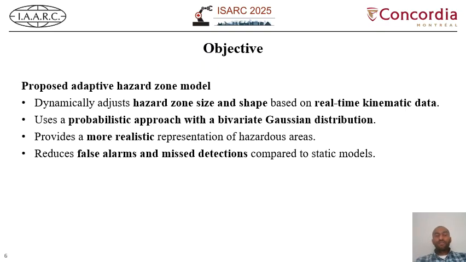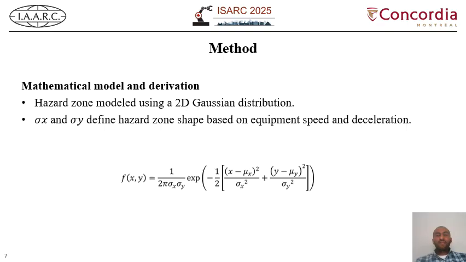And the other thing is it will ultimately reduce false alarms and misdetections when we compare it to the common static model. When I come to the methodology part, we basically have done two things. First, we have derived the mathematical model for the hazard zone, and then we have tested it in a software simulation environment. For the mathematical model, as I said, we used a 2D Gaussian distribution.